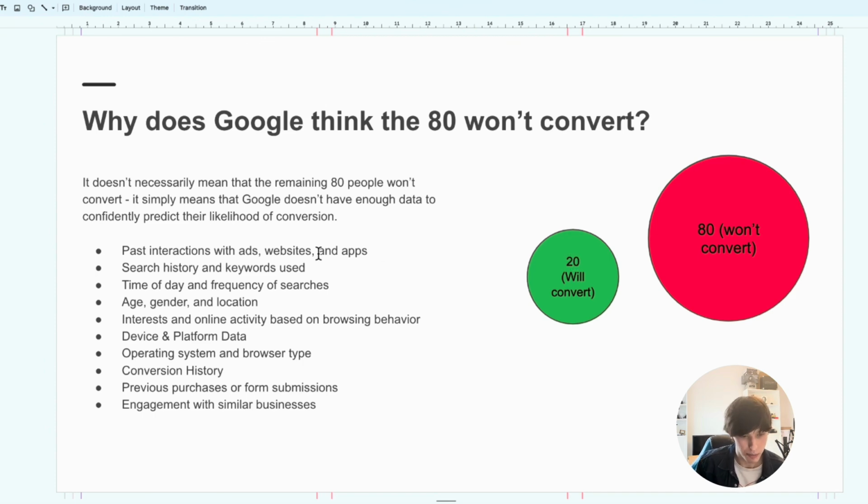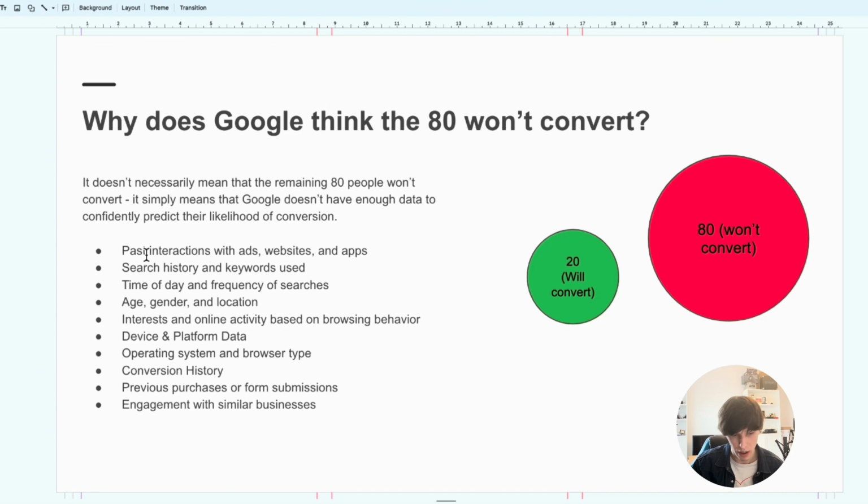So how does it predict conversion likelihood? Google analyzes this data: past interaction with ads, websites and apps, search history and keywords, time of day and frequency of searches, age, gender, location, interest and online activity based on browsing behavior, device and platform data, operating system and browser type, conversion history, previous purchase or form submission.